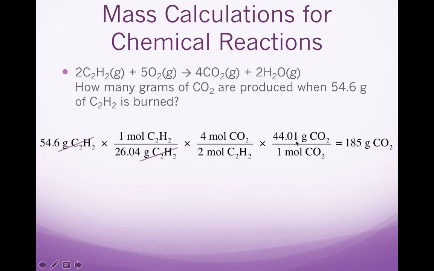So now I'm in moles of carbon dioxide, but I want the mass of carbon dioxide. To get from moles of carbon dioxide to grams of carbon dioxide, I just use the molar mass. I know the molar mass is 44.01 grams per 1 mole. Units cancel. I'm left with 185 grams of carbon dioxide. So if you're given a problem like this, you start with the mass you're given, you convert that mass to moles, you use the molar ratio from the balanced chemical equation to convert from moles of one thing to moles of the other thing, and then you use the molar mass to convert to grams.